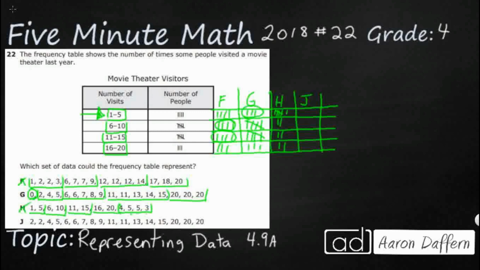So let's check our J. That should be it. So J's got 1, 2, 3, 4. Yep. Now 6 through 10: 1, 2, 3, 4, 5. Yep. 11 through 15: 1, 2, 3, 4, 5. Yep. Looking good. And then I've got my 3: 20, 20, 20. So even though G is tempting, my answer here is J.